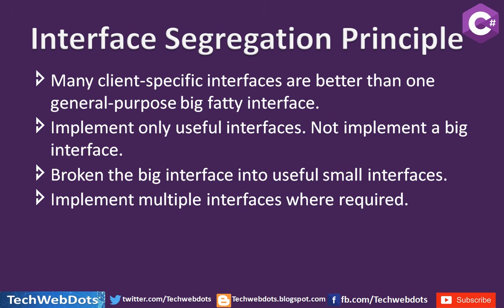So next is the interface segregation principle, okay. Many client-specific interfaces are better than one general-purpose big fatty interface. It means we don't need to create an interface with so many members and methods. It is better to create multiple small interfaces that can be implemented easily and are easy to read and understand. Implement only the useful interfaces, not a big interface, because we break the big interface into useful small interfaces, which is really helpful. And implement multiple interfaces where required, which is easy to understand as well.